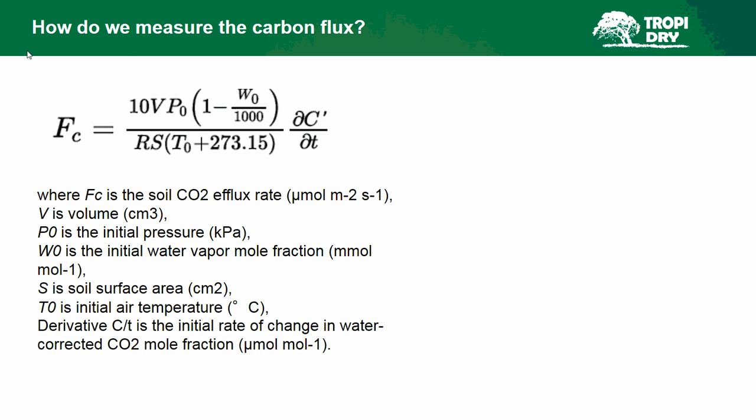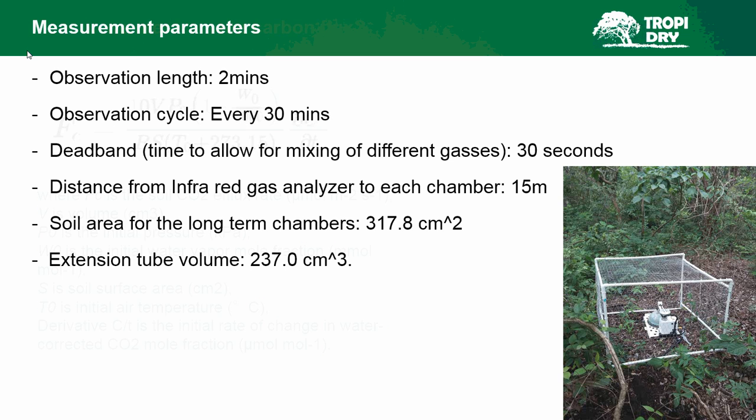P naught is the initial pressure in kilopascals. W naught is the initial water vapor mole fraction in millimoles per mole. S is the soil surface area. T naught is the initial air temperature. The derivative of delta C prime over delta t is the initial rate of change in water corrected CO2 mole fraction in micromoles per mole.